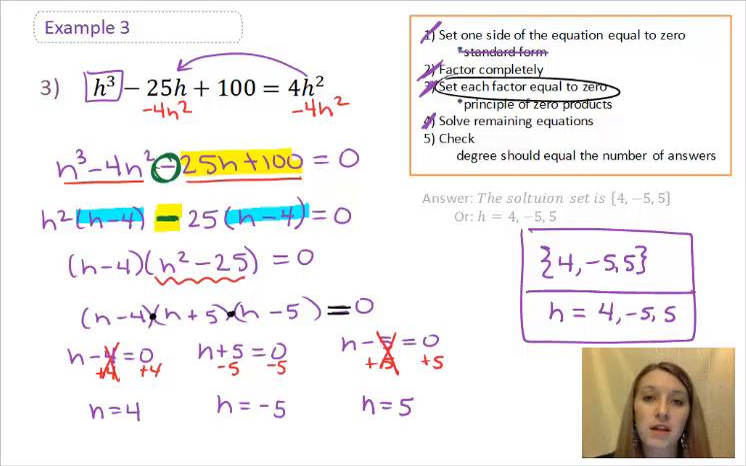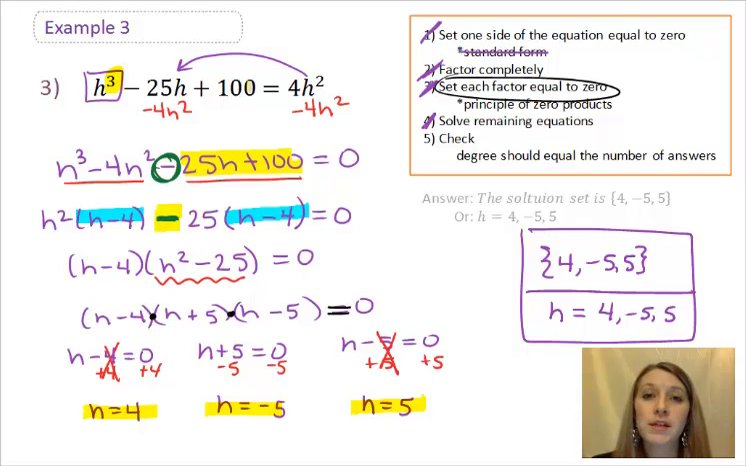So, to check, let me first make sure that I have the correct number of answers. If I look back to my problem, I have a degree 3 equation, so it makes sense that I have 3 answers here. Now I need to fully check this problem, which means I need to plug back in each of these solutions one at a time to make sure that my equation works out the way that we want. I'm going to leave that up to you to do on your own, but these all do check out correctly. That's where I'm going to stop this video.